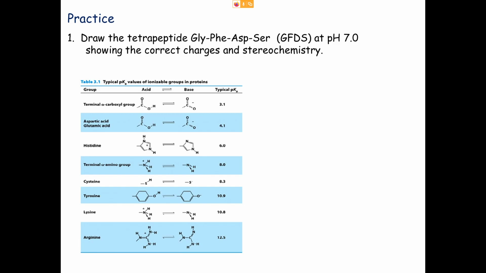Serine's not in our list. It has a pKa of about 16, so don't worry about it ever being deprotonated, at least not in the normal case.